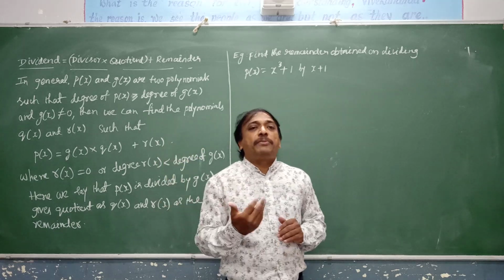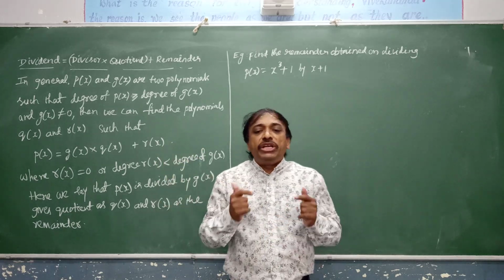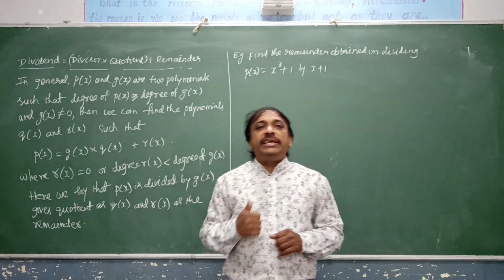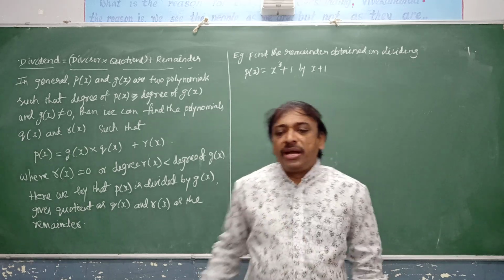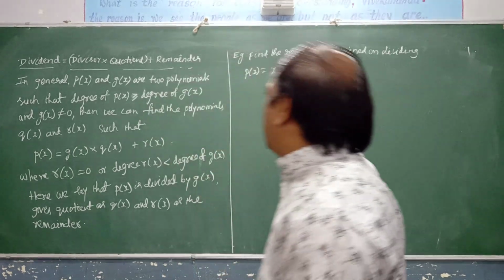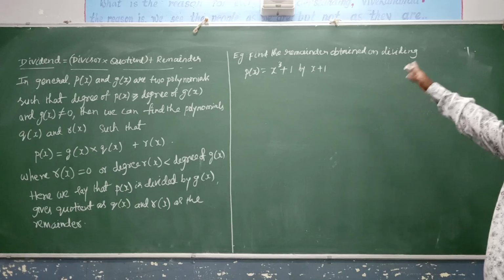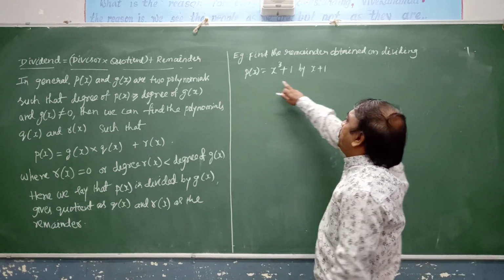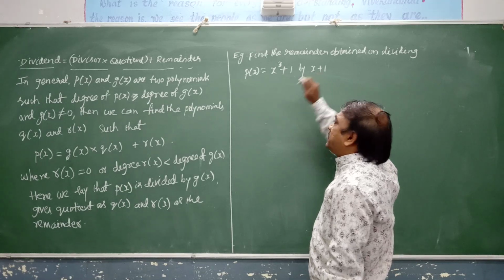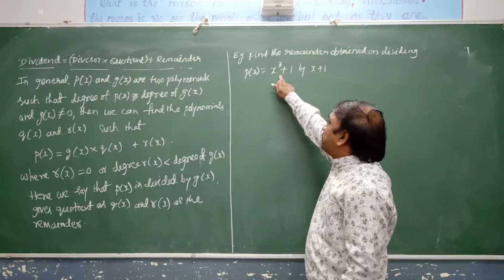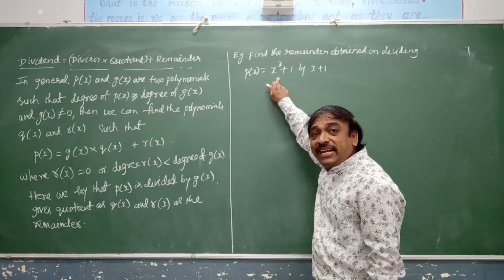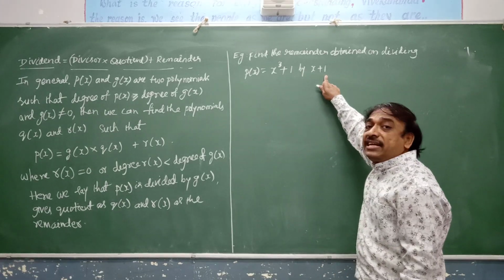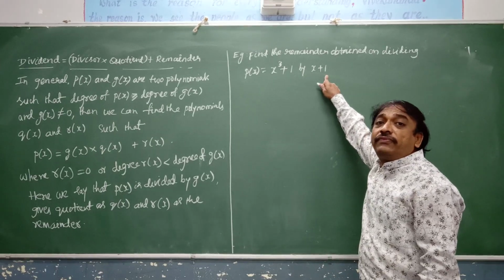Based on this, I will explain one more example of division of polynomials, then we go to the remainder theorem. Example: find the remainder obtained on dividing p of x equals x cube plus 1 by x plus 1. So this is p of x, the dividend, and this is the divisor, which is g of x.